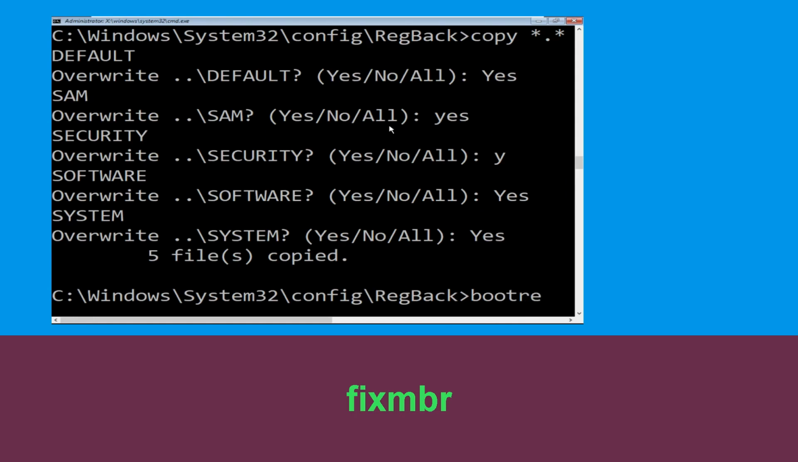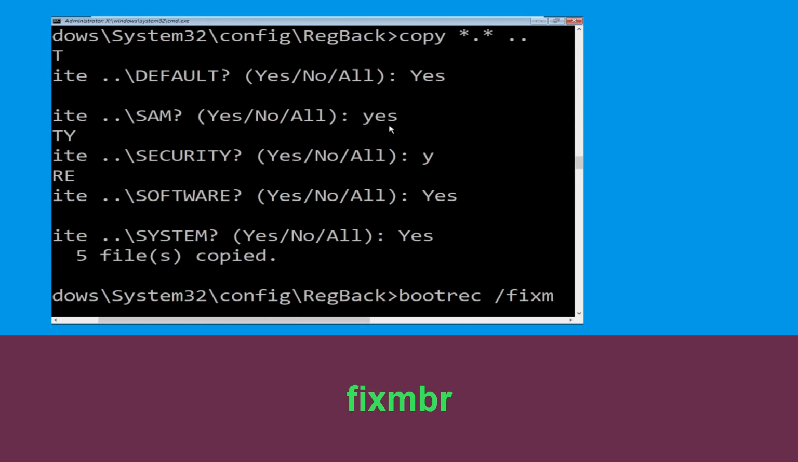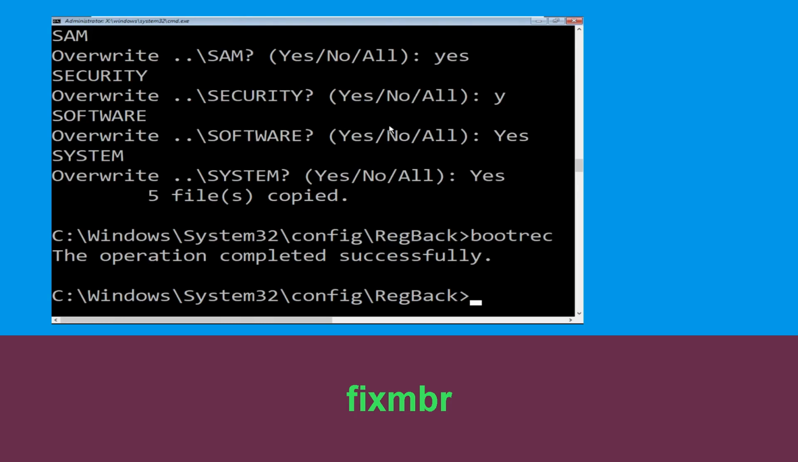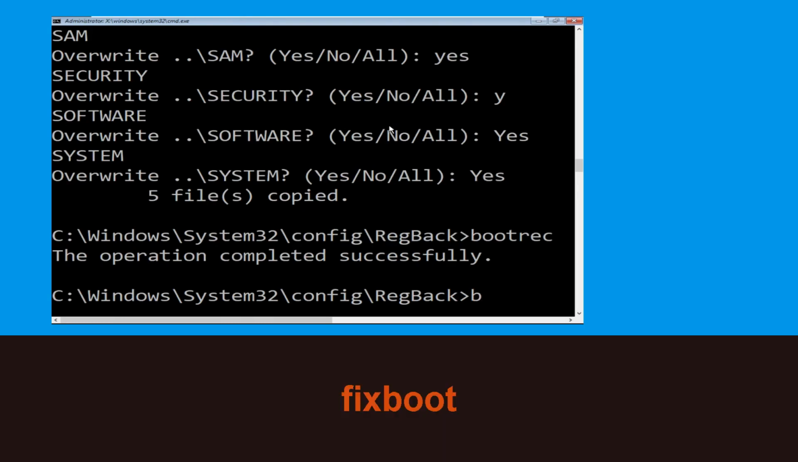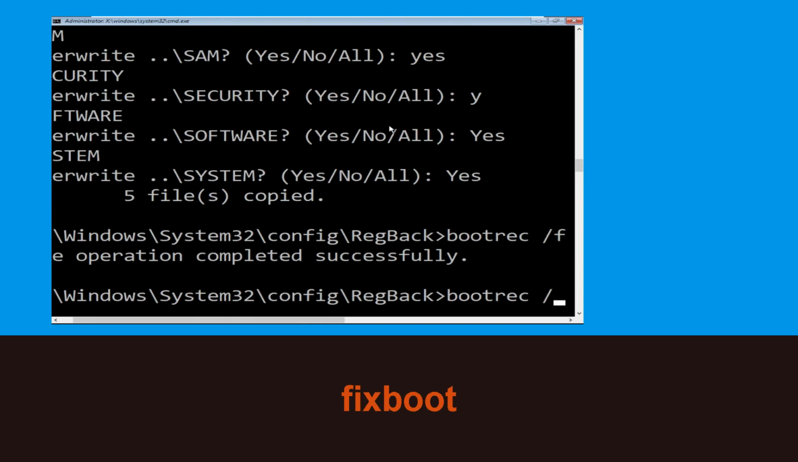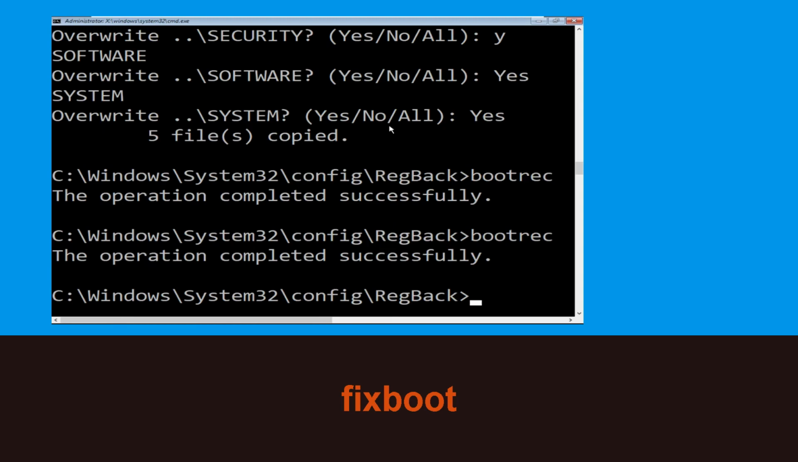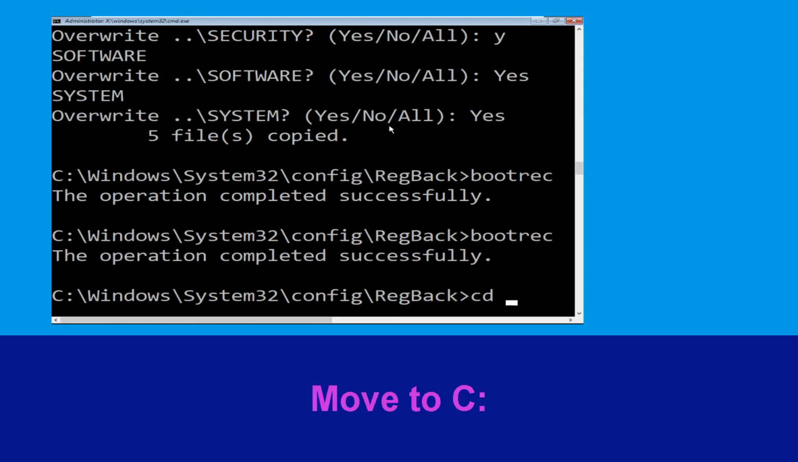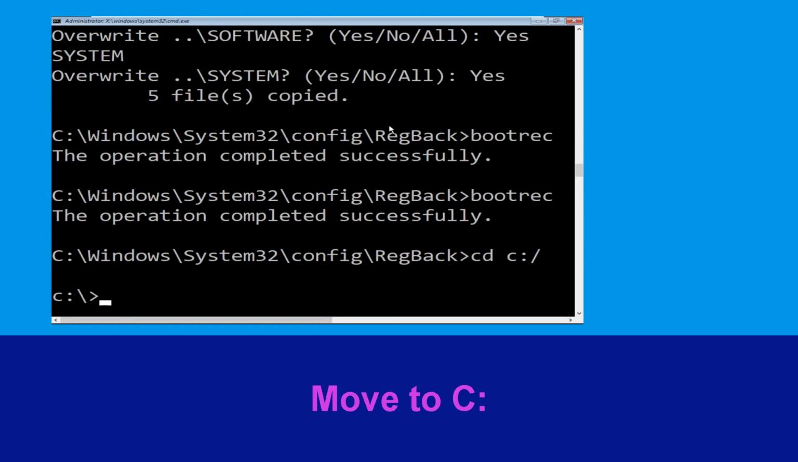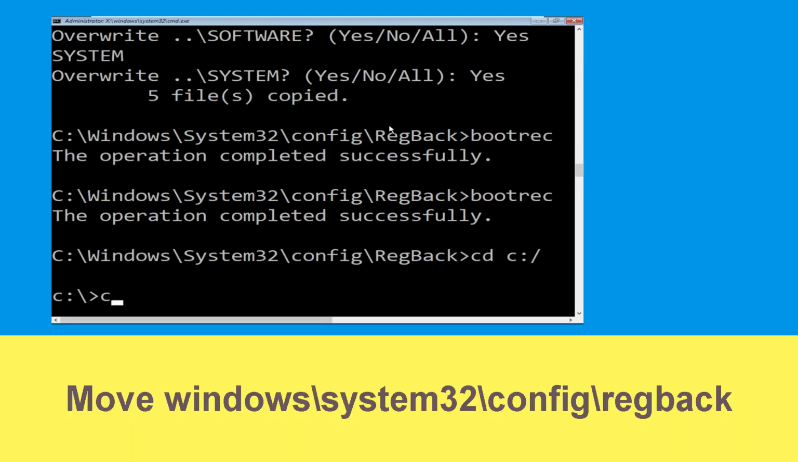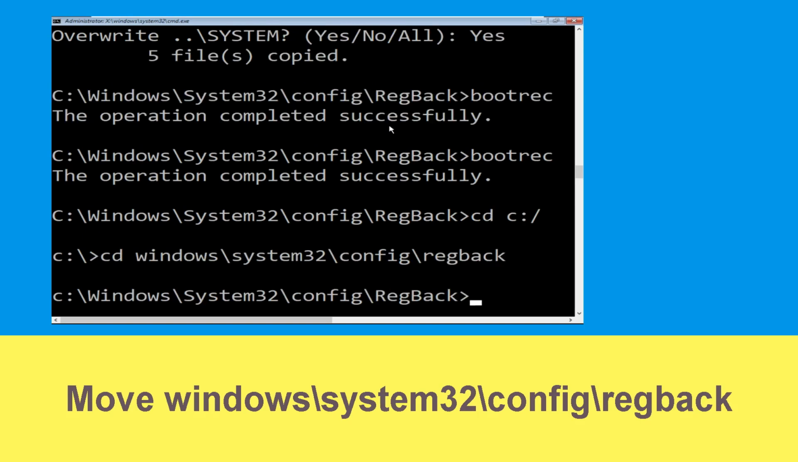Now type bootrec space /fixmbr and hit enter to execute the command. Now type bootrec space /fixboot and hit enter to execute. Now type cd space c:/ and simply hit enter. Now execute this command. Type cd space Windows/system32/config/regback, then simply hit enter to execute this command.